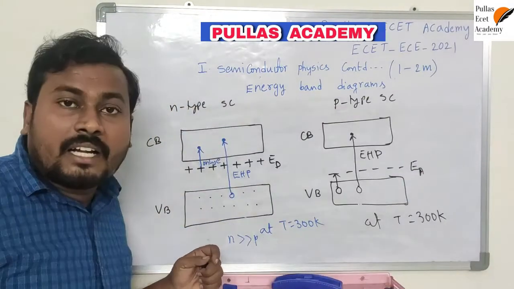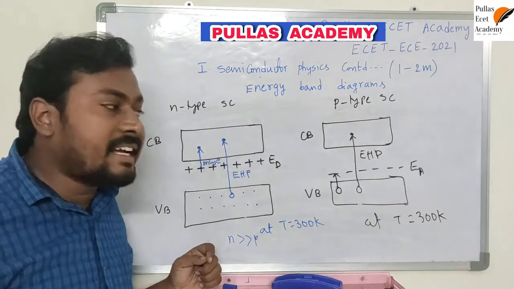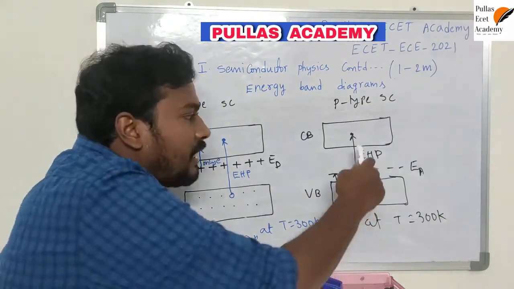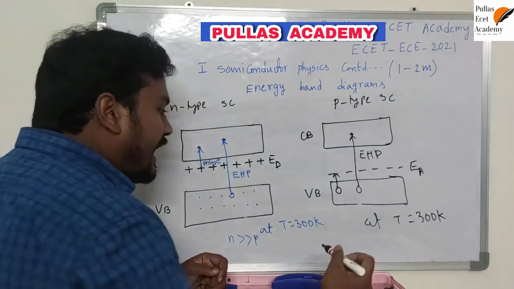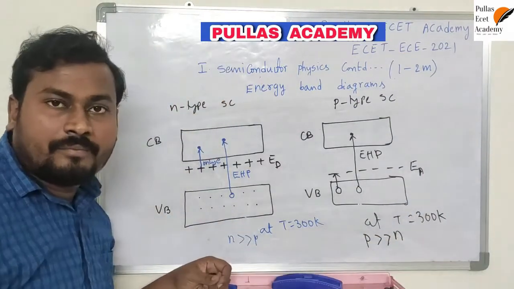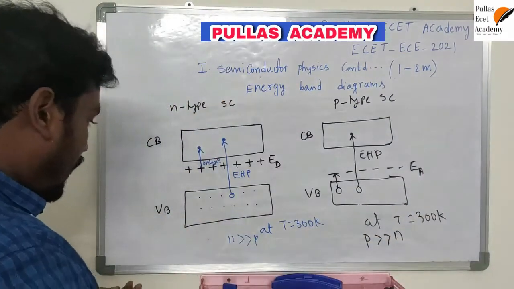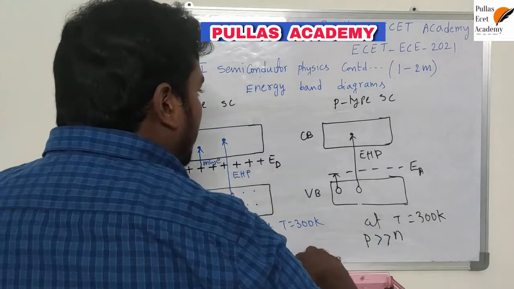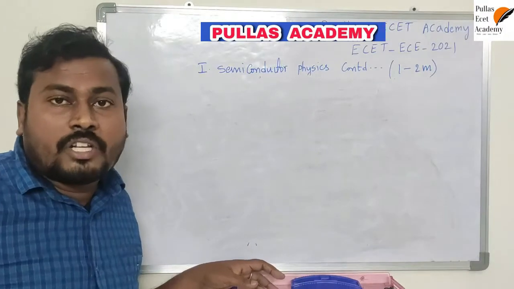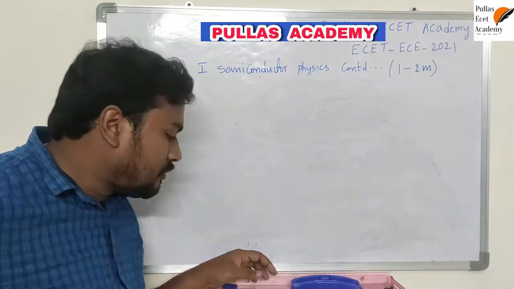So in p-type semiconductor, what are the majority carriers? Very good, holes. What are the minority carriers? Electrons. So what can we write? P is much greater than n. Okay. So let me erase this. So we will take up some questions on this energy band diagrams.